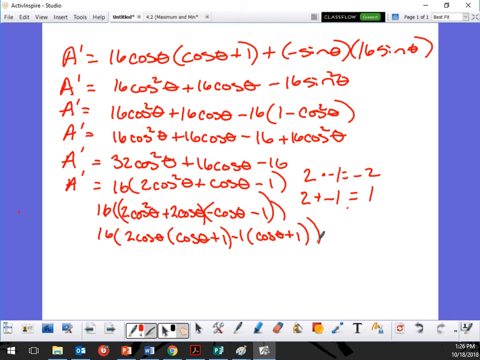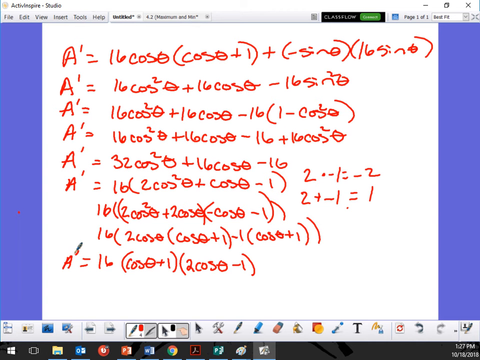So they both have a cosine theta plus 1 in common, right? So cosine theta plus 1. Bring down my 16. And then what's left over? Left over is my 2 cosine theta minus 1. All right, so I have it all factored out, right?